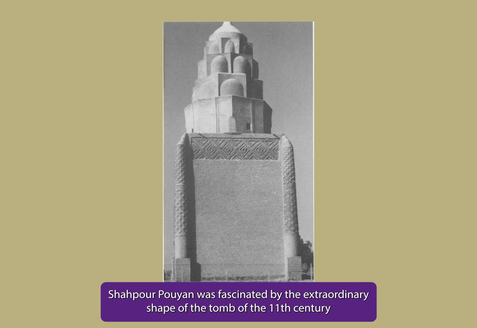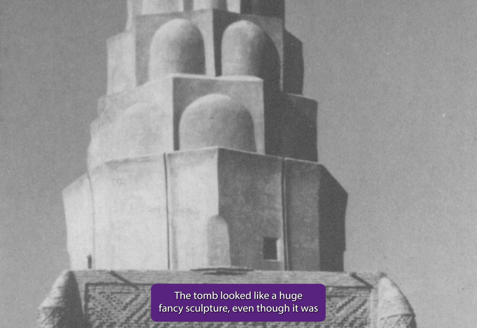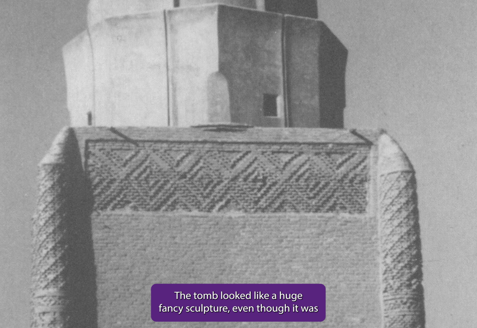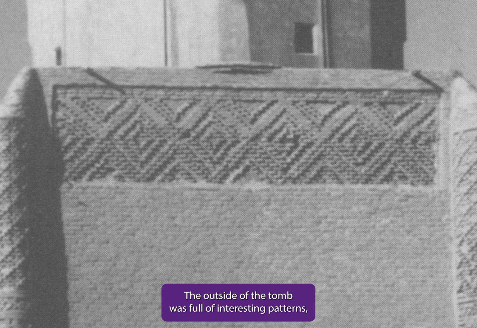Shahpour Pouyan was fascinated by the extraordinary shape of the tomb of the 11th century Muqarnas Dome of Sharaf ad-Dawla, a Shi'ite mausoleum near Mosul, Iraq. The tomb looked like a huge fancy sculpture, even though it was made almost 1,000 years before modern art in Europe. The outside of the tomb was full of interesting patterns, just like the inside.